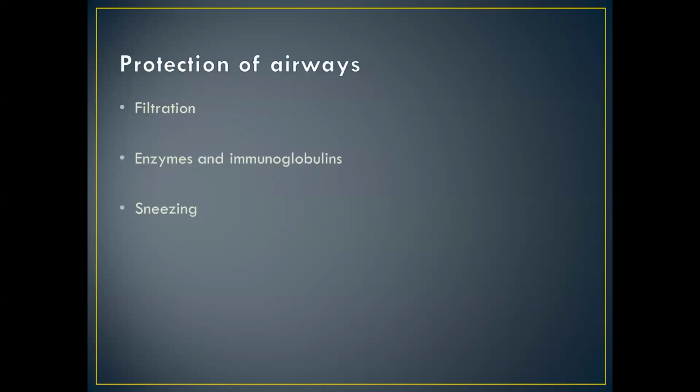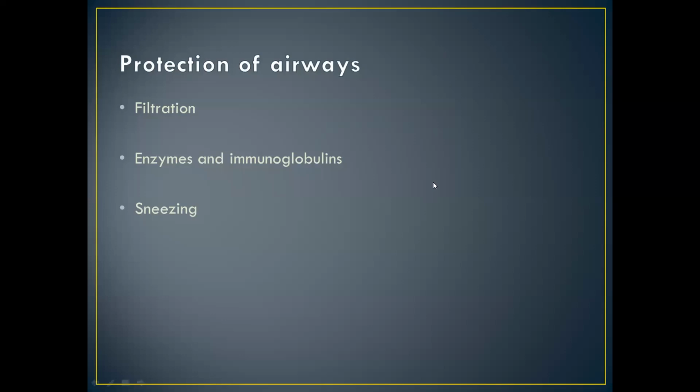Protection of airway is done in one of these three ways. Filtration, of course, it filters. The larger particles are filtered by the vestibule because it contains hair follicles, hairs. So hairs can filter the larger particles. And then smaller particles are trapped in the mucosa, which is very sticky. The particles which are very small, less than half a micrometer, are not filtered and they can go into the lungs.